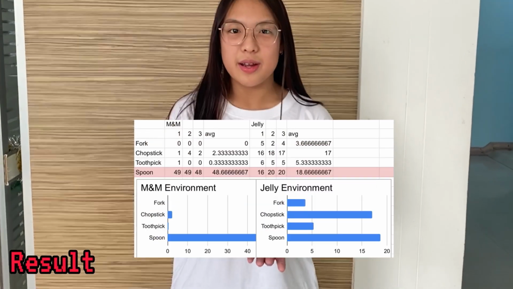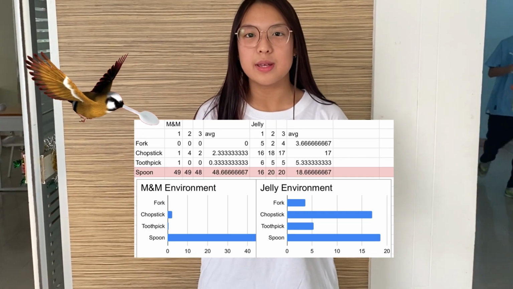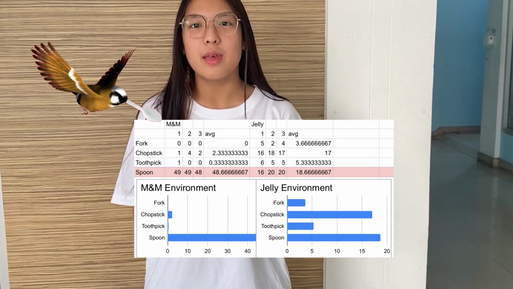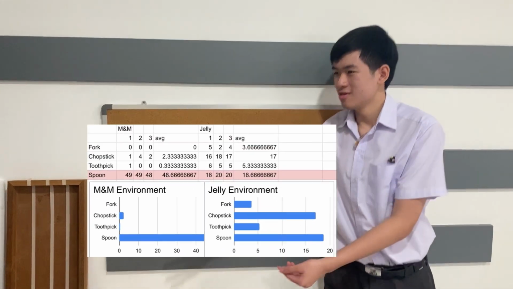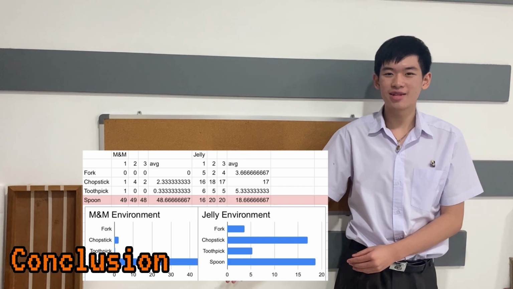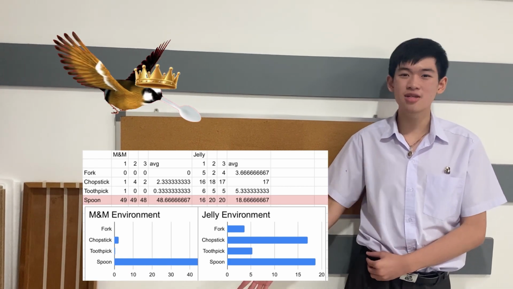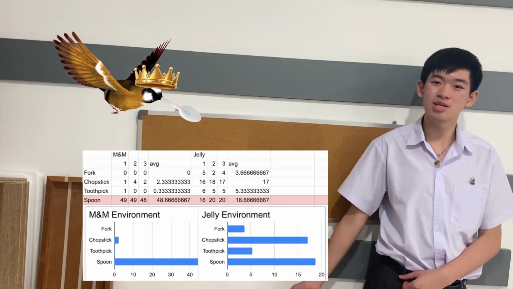From the table and chart, it is easy to see that the spoon-beak bird performed the best among the other species. And also, the other 3 species will not survive well in the environment. So we can conclude that the spoon-beak bird will definitely survive through the interspecific competition as it managed to get the most food in both environments, and it will be our least concern.